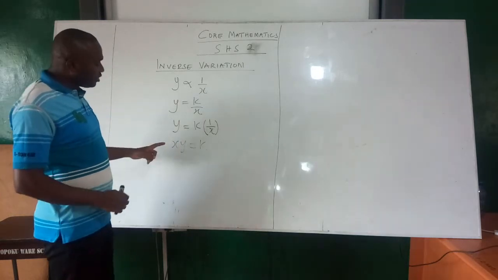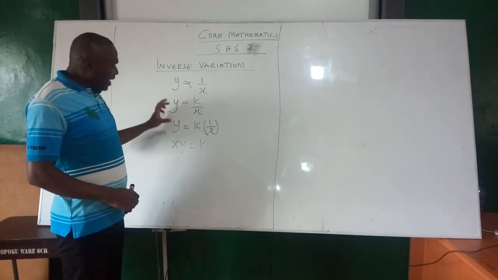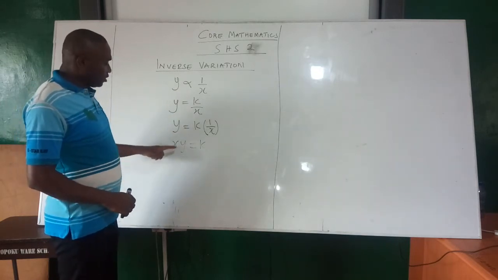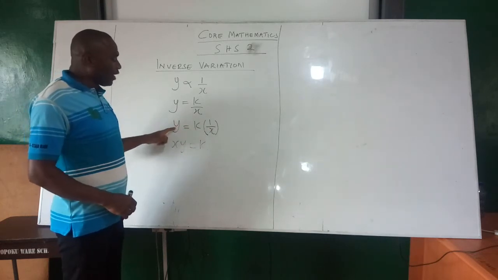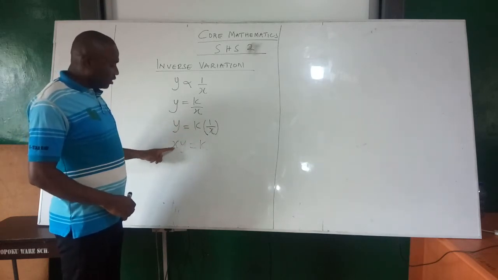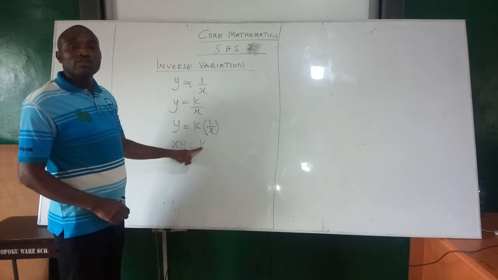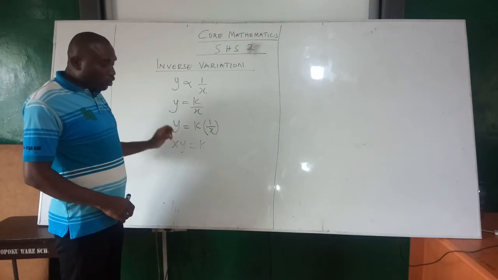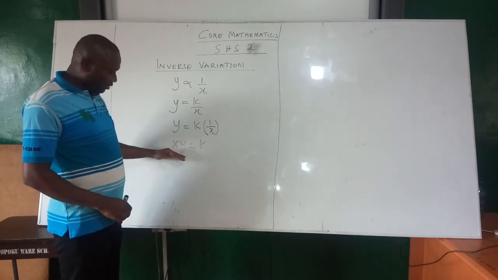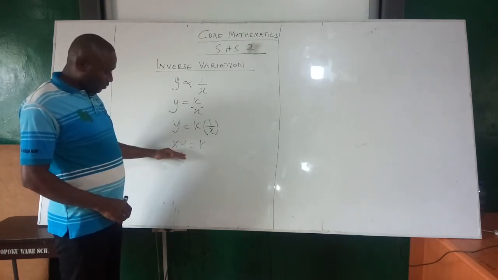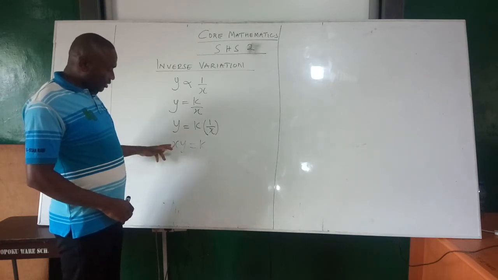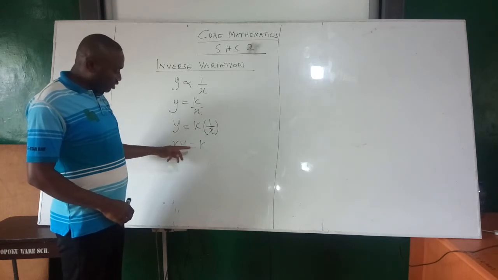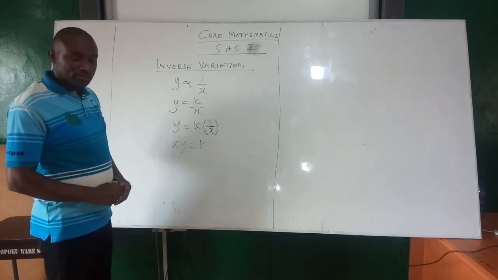I want you also to note that in inverse variation or indirect variation, the product of the two variables is equal to the constant of variation, given that there are only two variables. And what we are saying is that the product of the two variables is equal to the constant.